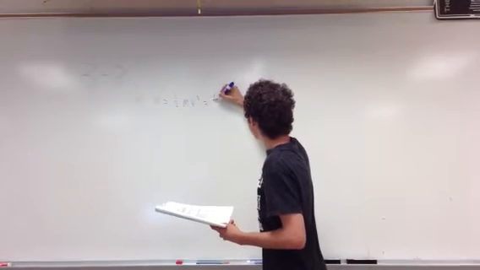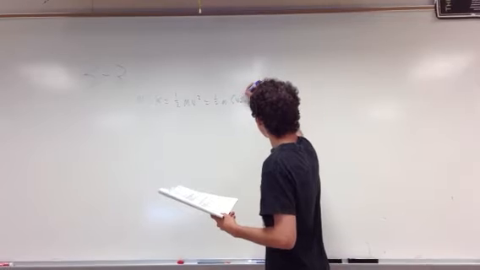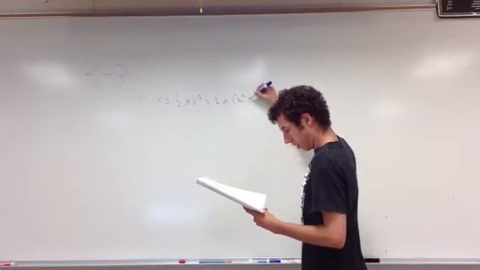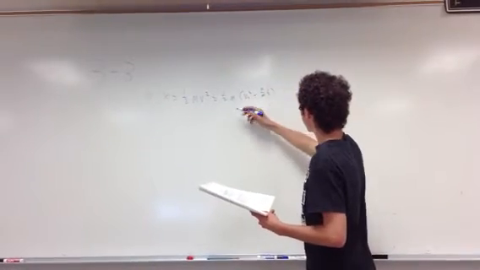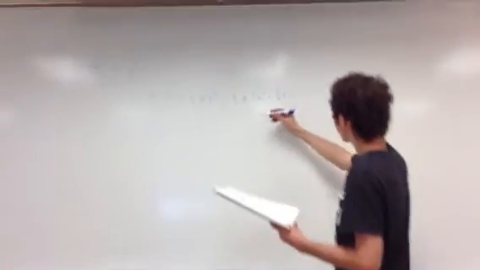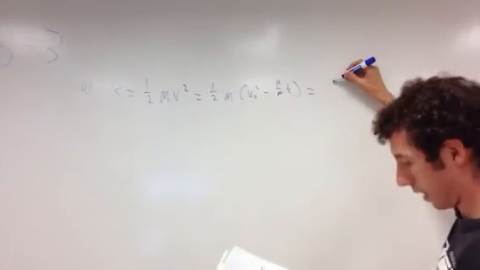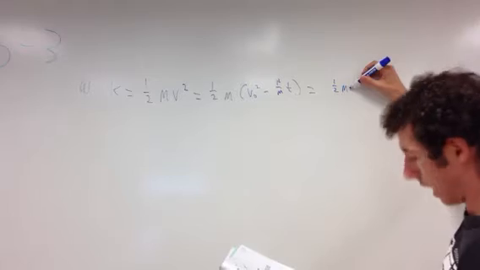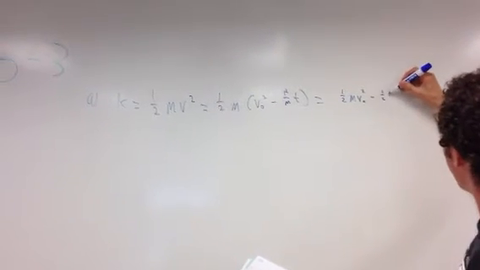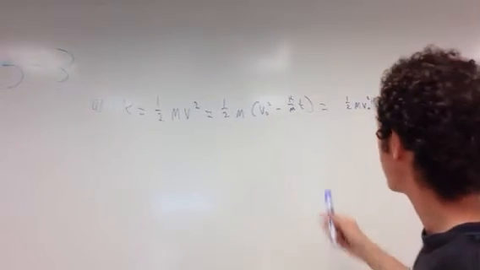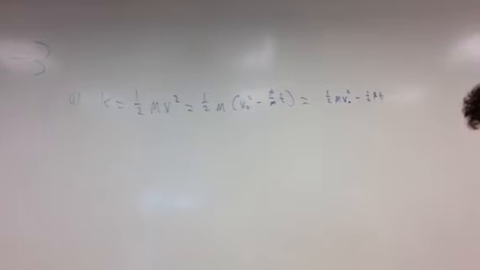So if we substitute in v, we get this. And if we simplify this, we get 1/2 mv naught squared minus 1/2 RT. Now this is just your kinetic energy at a time t, but what it's asking you for is the rate of change of kinetic energy.